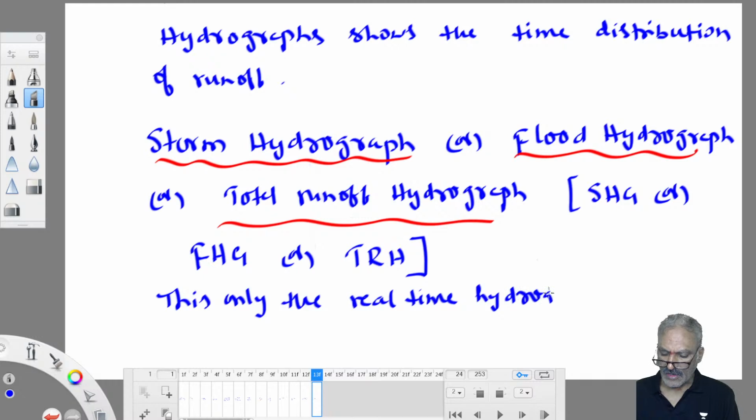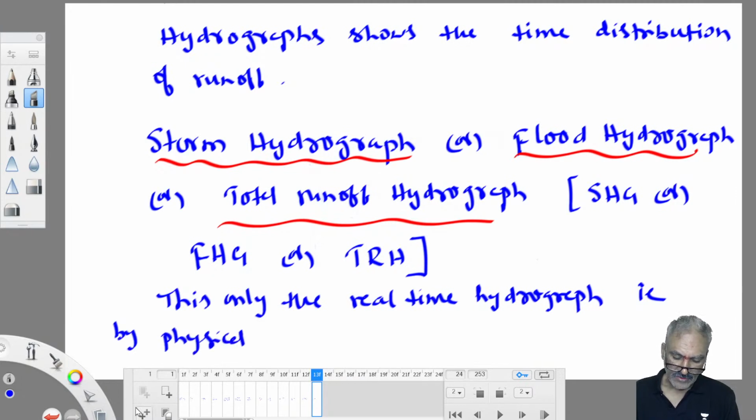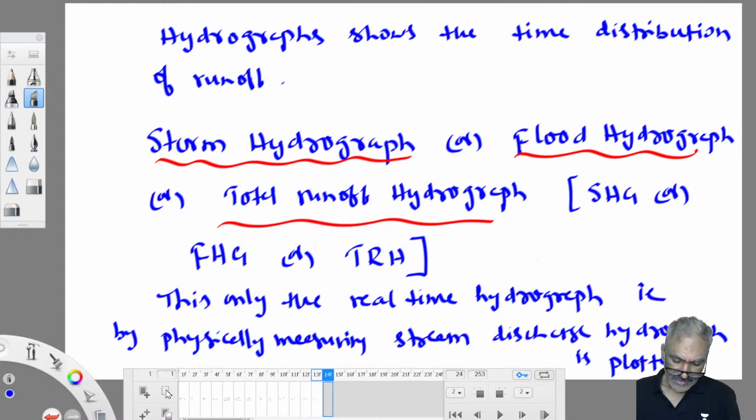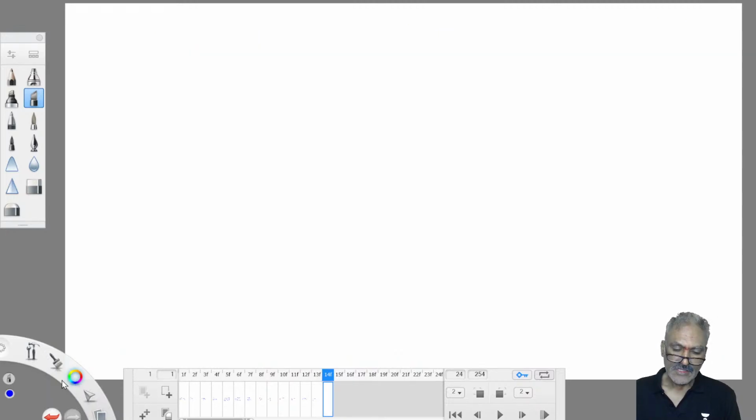Remaining all hydrographs which we talk about in this course are all mathematically derived. That is, by physically measuring stream discharge, the hydrograph is plotted. That's why it's called real-time hydrograph, without which it is impossible to derive other kinds of hydrograph. Therefore, it plays an important role. So, if you see this hydrograph, there are so many components in this.